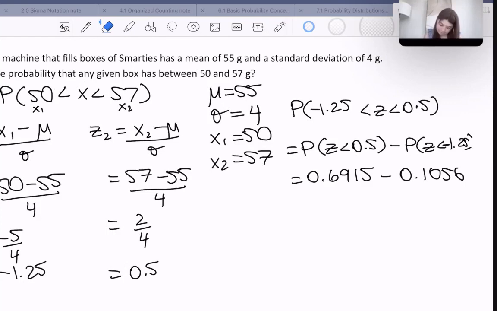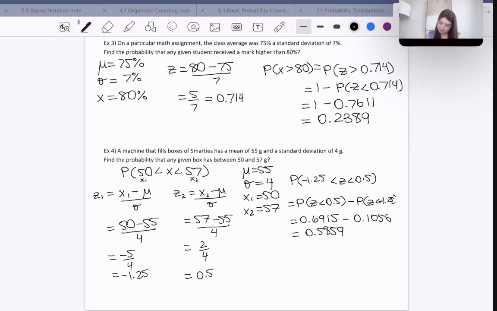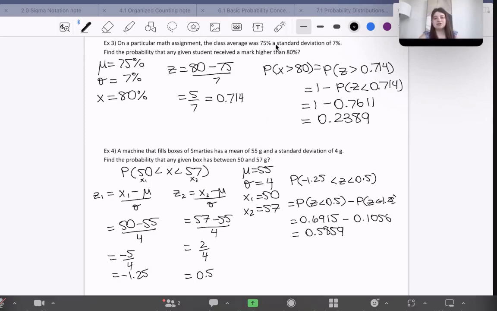Okay, so what's the answer going to be? The answer is going to be 0.5859. So there's about a 58.59% chance that any randomly chosen box has between 50 grams of Smarties and 57 grams of Smarties. So more often than not, this is going to be the case. It's going to be within that range.